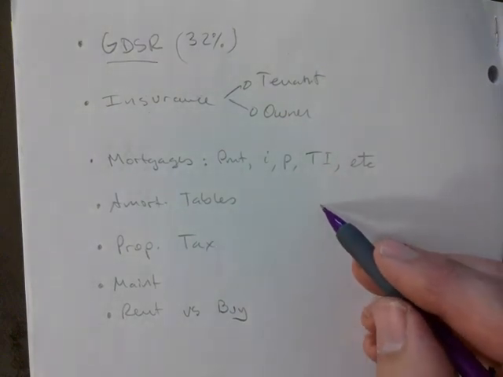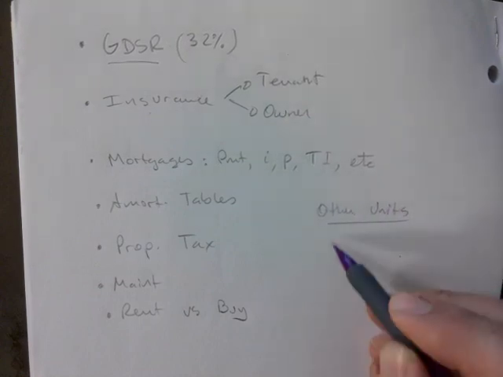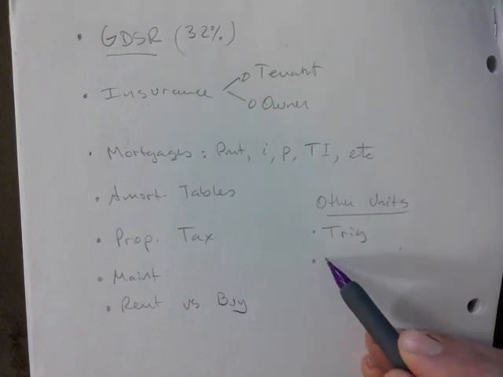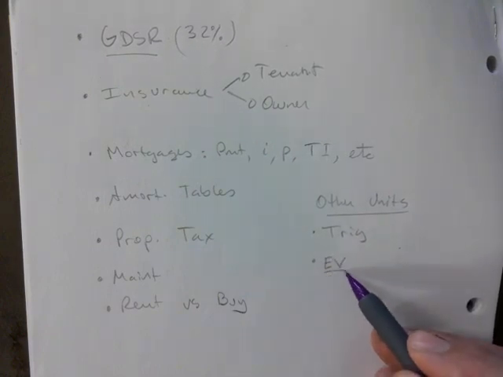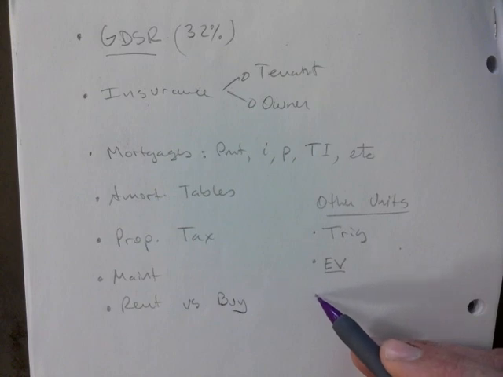And this is other units. Trig. That's why I just got you to do that. Just basic trig. Nothing fancy. It's just going to be a triangle. Does this ring a bell? EV. What does that stand for? Expected value. Look up a basic example. Nothing crazy. I'm not going to have too many options. Not too many prizes to be won.